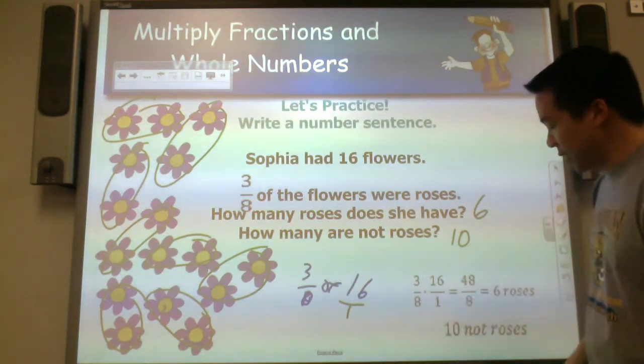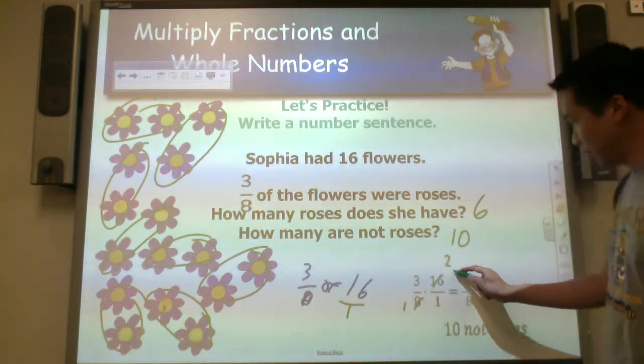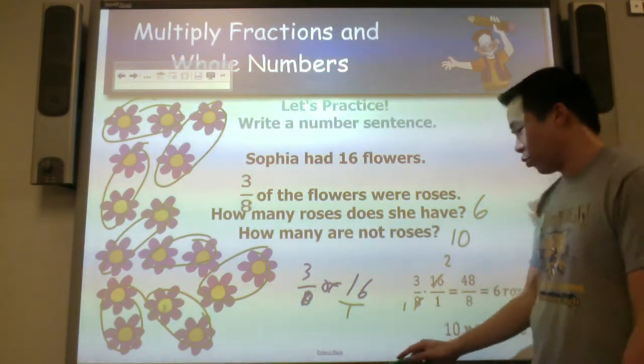If you like cross simplification, you could have done it this way to save time. Can 8 go in 16? How many times? Twice. 3 times 2 is 6. 1 times 1 is 1. 6 over 1 or 6 roses.